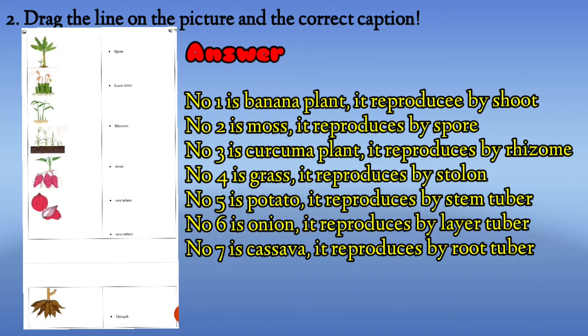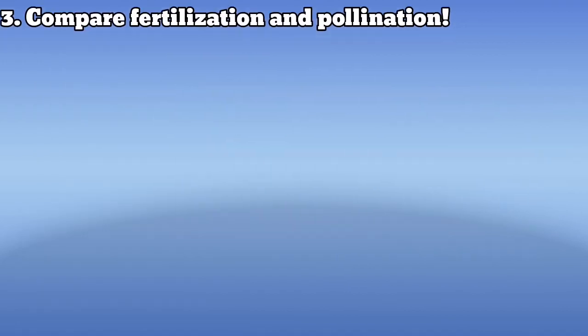Number 6 is onion. It reproduces by layer tuber. And the last is cassava. It reproduces by root tuber. Next question is question number 3. Compare fertilization and pollination.